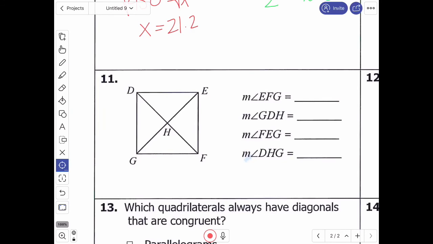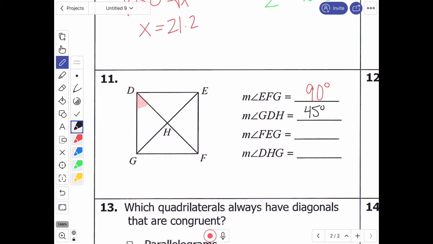So looking at number 1, angle EFG. EFG is one of those angles that makes up the square, so that should just be 90 degrees. Next, GDH. This is actually one of those angles that's being bisected, or it's formed by bisecting that 90 degrees, so this would be a 45 degree angle.